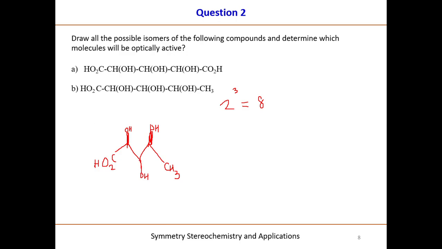Here, suppose this is a wedge bond. Now, is any plane of symmetry present? Anyone? If we pass the plane over here, we will not get the mirror image of this half of the molecule, because here we have an acidic group and here we have a CH3 group. That means there is no possibility of a plane of symmetry, right? We will draw it in Fischer projection.